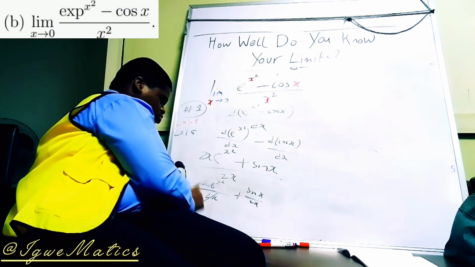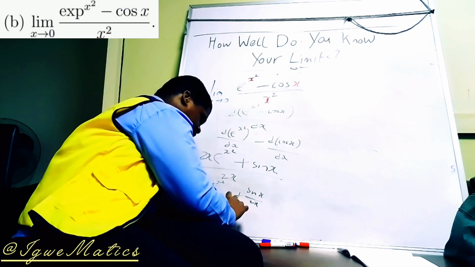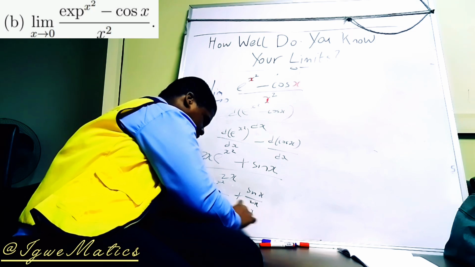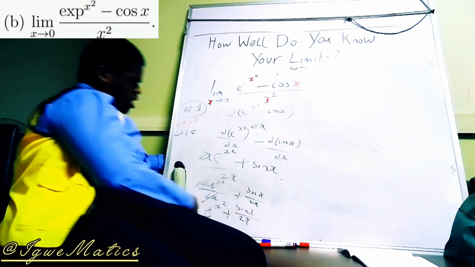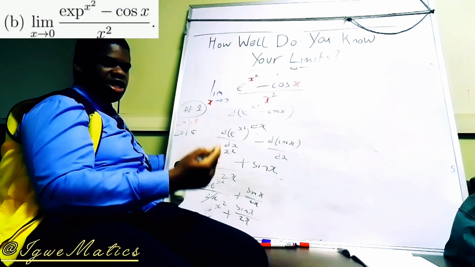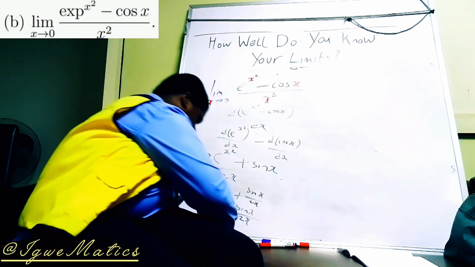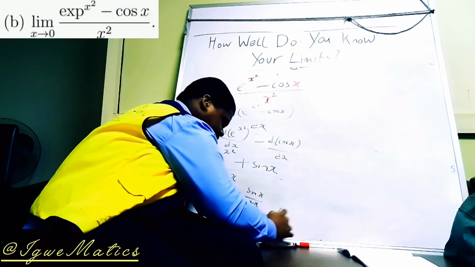This 2x will cancel this 2x here, so I just have e to the power of x squared plus sin x, divided by 2x. E to the power of x squared, as x tends to 0, x squared tends to 0. As x squared tends to 0, e to the power of x squared will tend to 1, because e to the power of 0 is equal to 1. So this here just goes equal to 1.